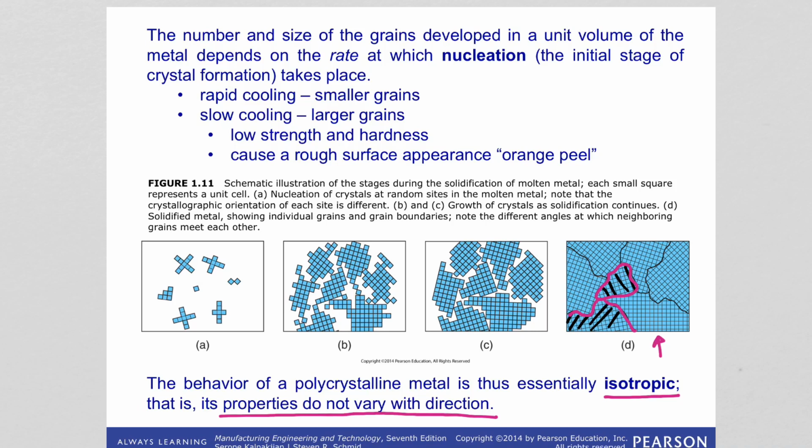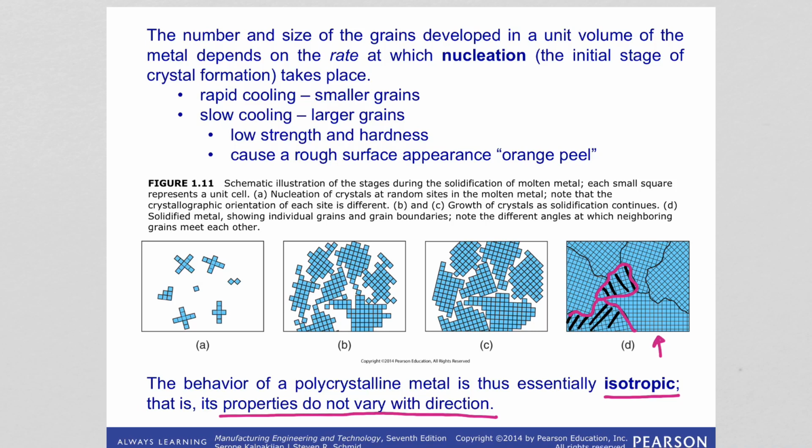If you measure the strength, it will be the same. If you measure the conductivity, it will be the same. Magnetic properties in all directions will be the same if we are talking about an isotropic material. So we understood that grain size has a major effect on the mechanical properties of metals.